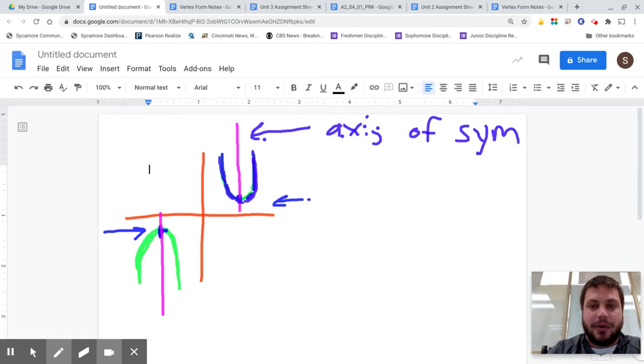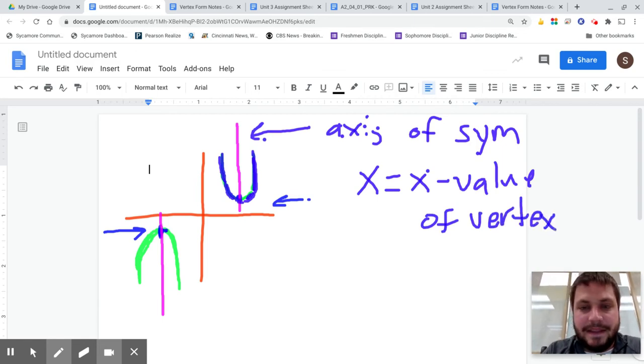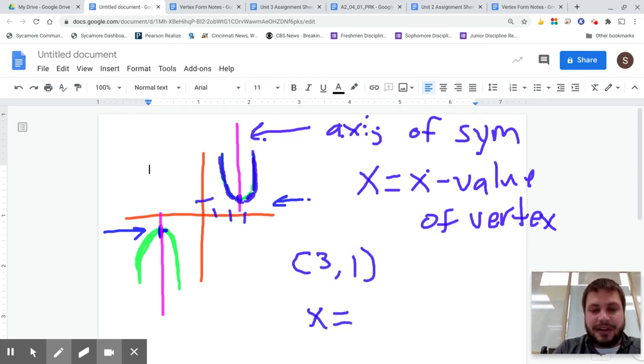And that will always be at x equals the x value of your vertex. X equals is always a vertical line. So if you knew that the vertex of this parabola was, for instance, at 3, 1, then the axis of symmetry would be the line x equals 3.